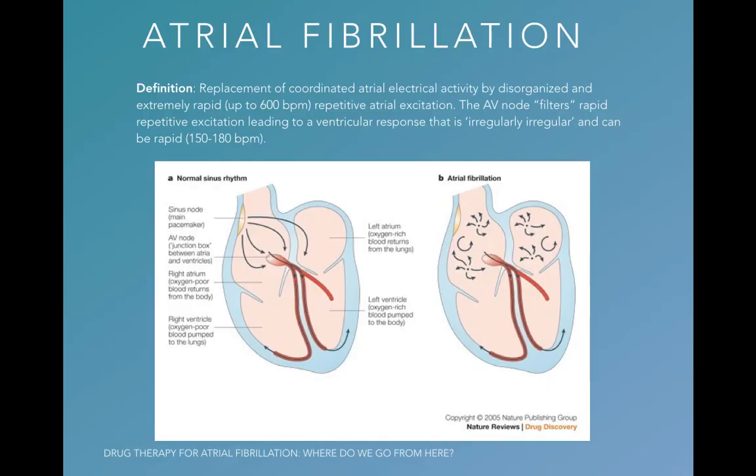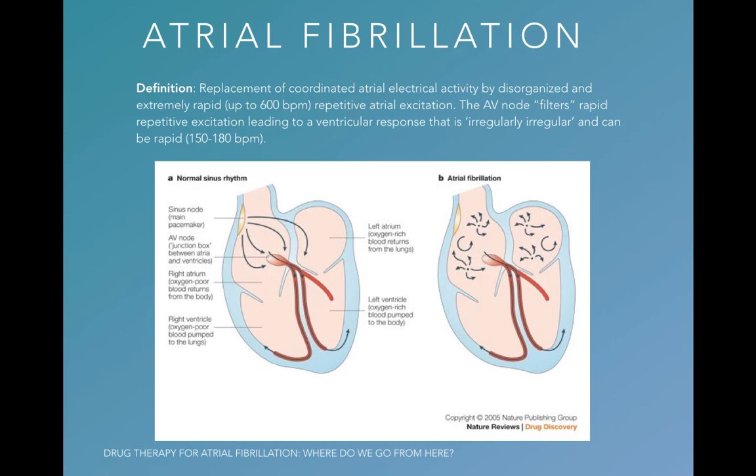Okay, now I want to talk about AFib, because a lot of patients that you'll see during your clinical years, maybe during your first and second years with your preceptors, you've already seen this. But AFib is a replacement of coordinated atrial electrical activity by disorganized and extremely rapid, repetitive atrial excitation. So the thought is that you have these micro reentrant circuits that just lead to this irregular conduction down to the AV node, which then filters out what it wants to send down to the ventricles.